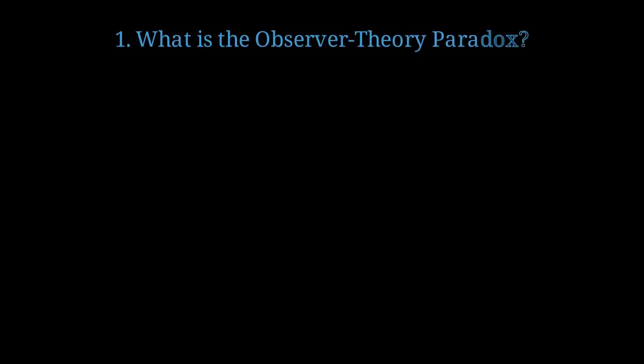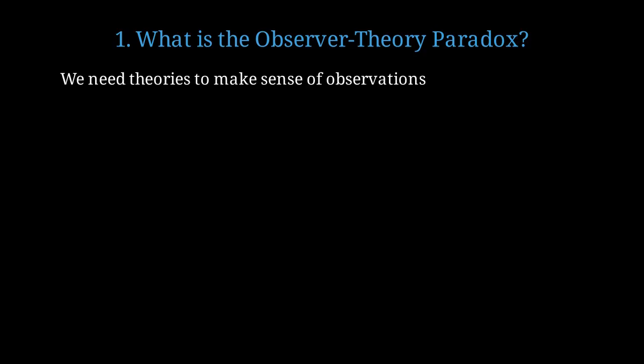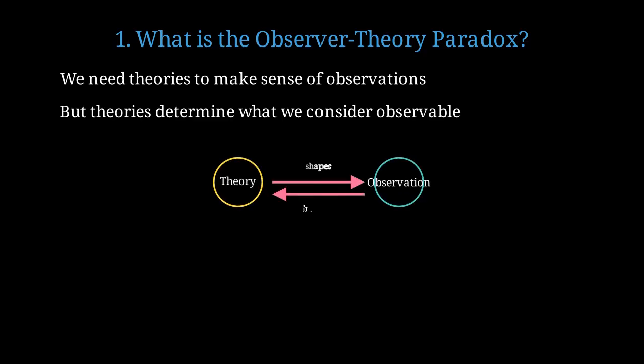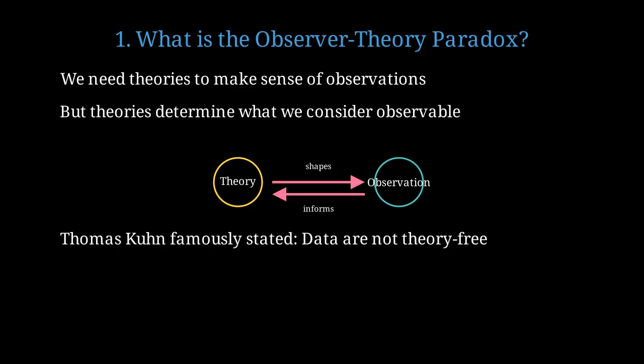Let's begin by understanding what this paradox really means. We need theories to make sense of what we observe in the world around us. However, our theories also determine what we even consider to be observable or meaningful. This creates a circular relationship. Theories shape observations, while observations are supposed to inform our theories. Thomas Kuhn, the philosopher of science, famously stated that data are never theory-free.